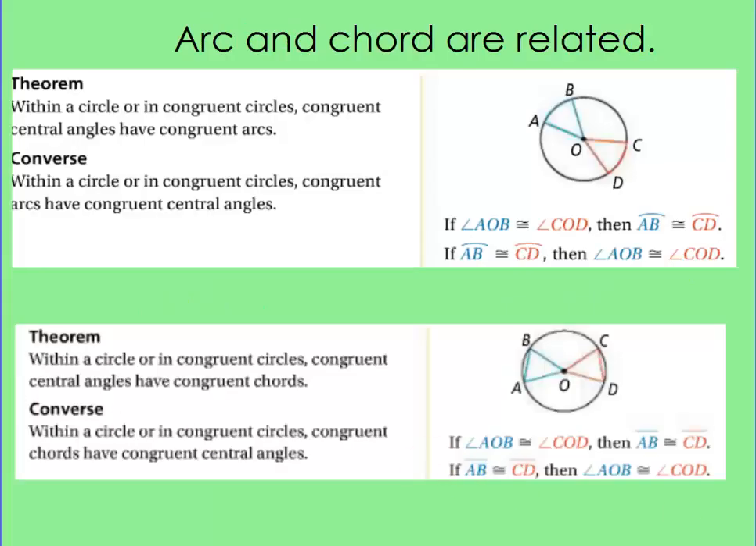There's a ton of theorems here, but I'll briefly go through and explain what's going on. Knowing there's a relation between that arc and that segment, if the angles AOB and COD are equal, that means those arcs are going to be equal to each other. If those arcs are equal to each other, the angles are going to be equal to each other. So the converse is true.